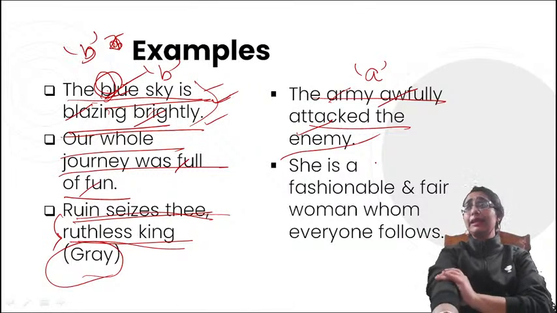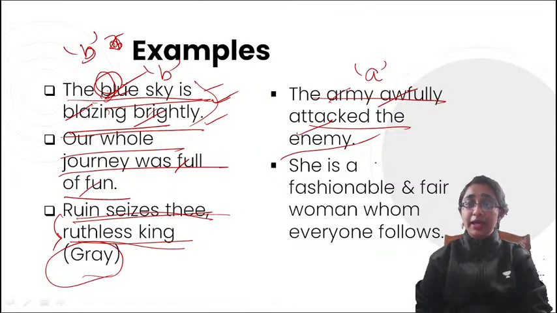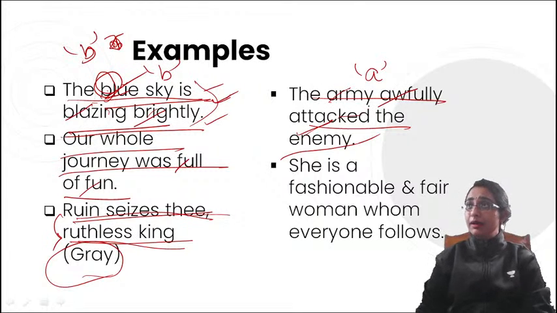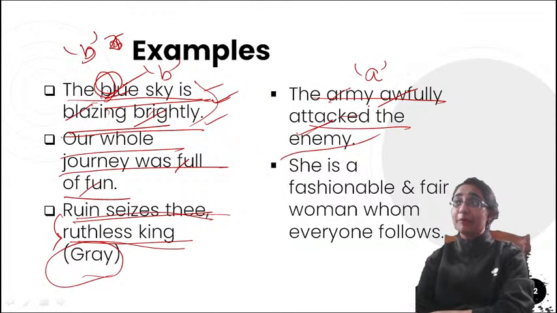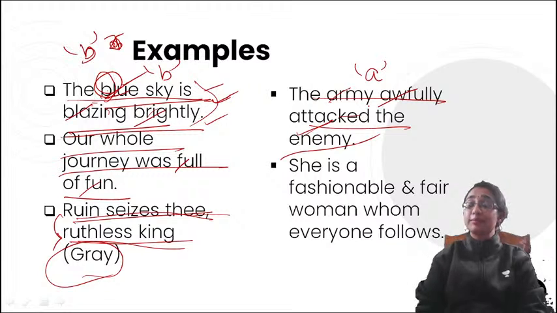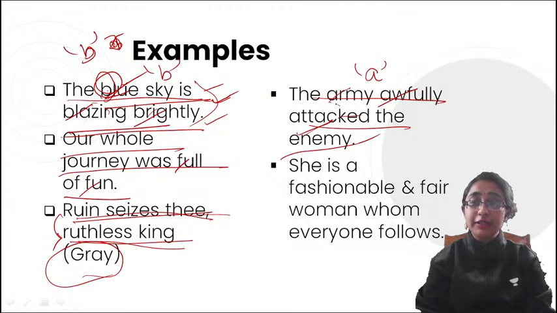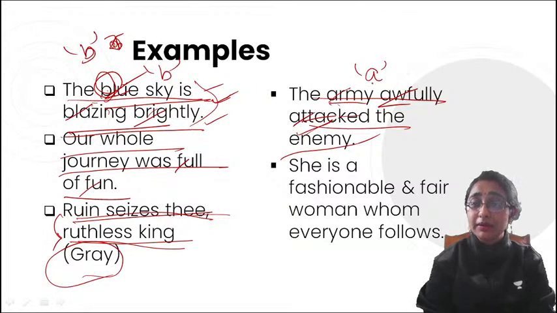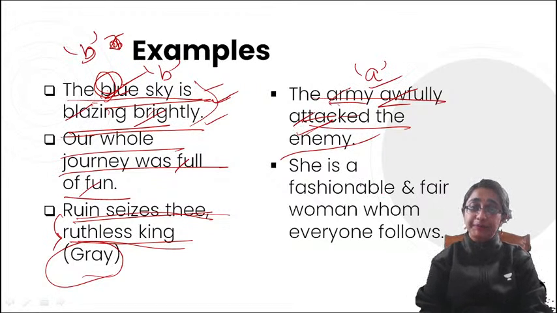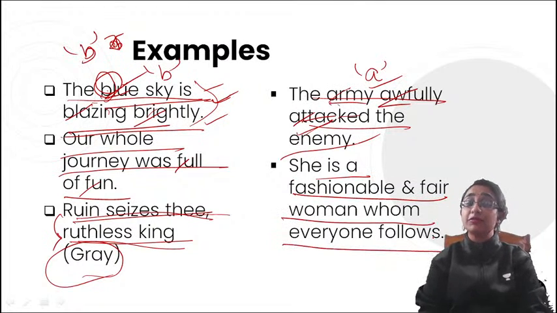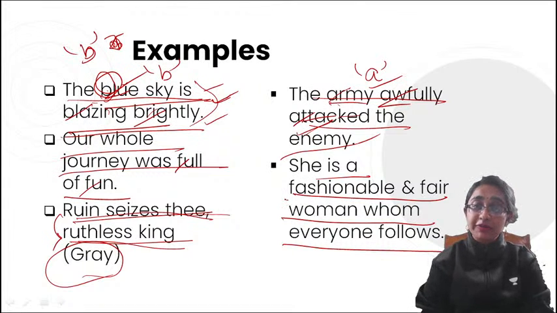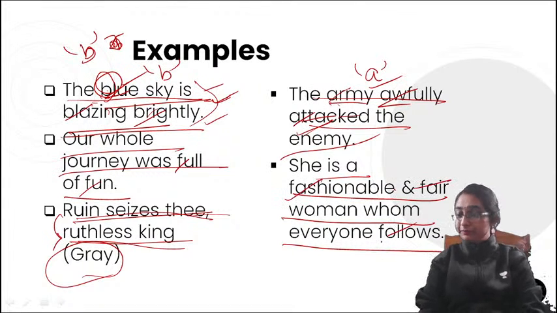So this alliteration is mainly used to emphasize a point. If I say that the army attacked the enemy, the effect will not be so impressive, right? But if I say the army awfully attacked the enemy, the stress which I am giving on each syllable will make the sentence better. That is why it is mainly used in poetry. So the army awfully attacked the enemy. The repetition of the sound A is here. Another example, she is a fashionable and fair woman whom everyone follows. Repetition of F sound. Fashionable, fair, follow. Okay.